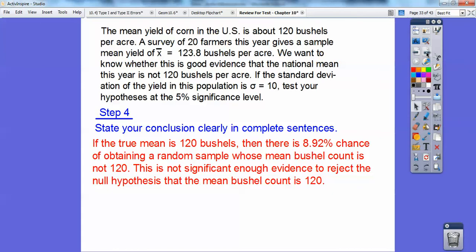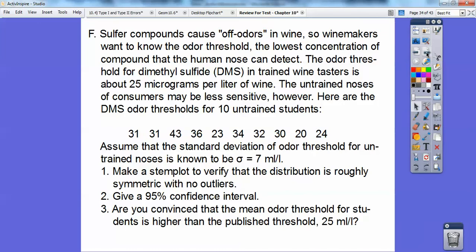It's not sufficient evidence to reject your null hypotheses that the mean bushel count is 120. Okay, so it doesn't mean that I absolutely accept them. It just means that I don't have sufficient enough evidence at the 5% level to reject them. Okay. All right, let's try another one.